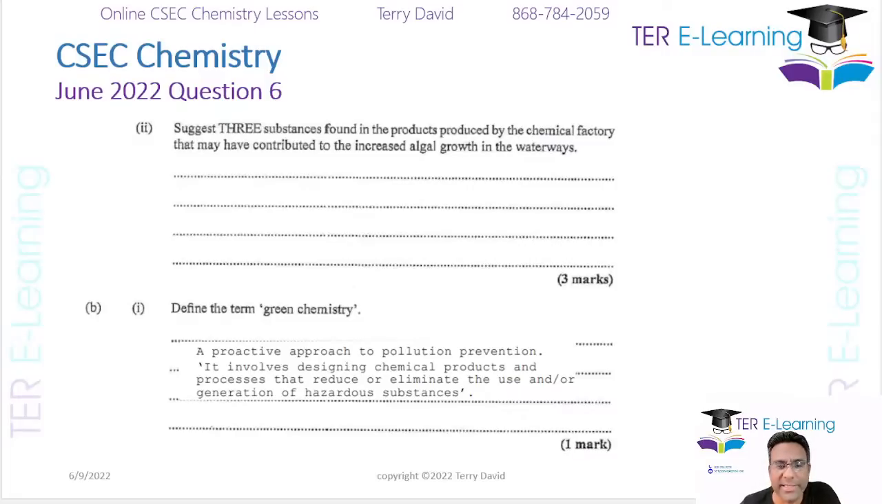Let's see what you all are saying here. So I've seen people saying nitrates, phosphates. Yeah, those are the things that contribute to it. They want 3 substances. So one, we can say nitrates for sure, and that's from the fertilizers. So nitrates, also phosphates.